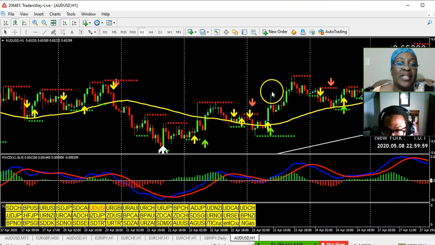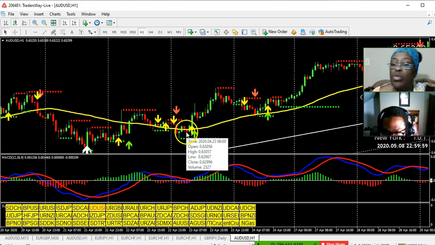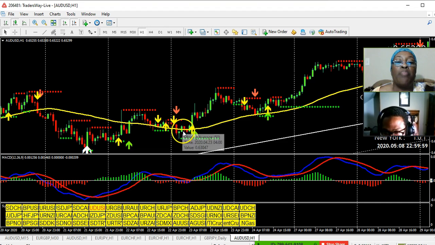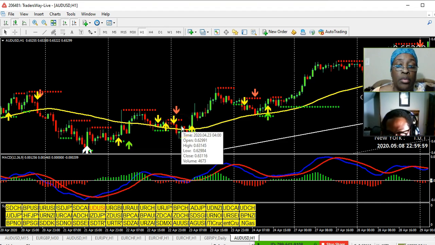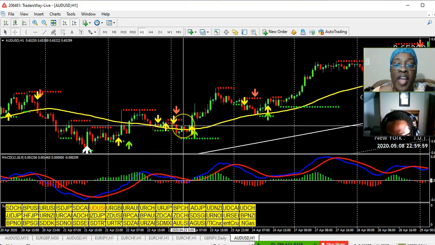So now what happens the next day? How do we get in the next day? We made our money this day. We're only looking for buys. How do we get in the next day? Same rule applies. We're looking for a bullish candle to close above the 50. When we get a bullish candle to close above the 50, we do the same thing.